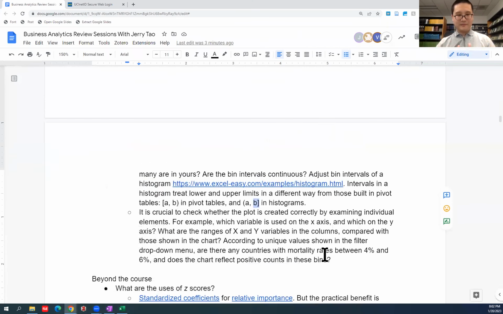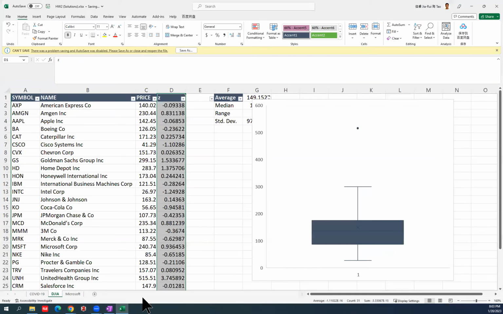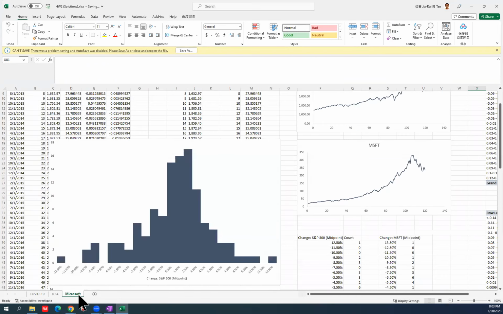So are you all good with histogram? Oh, Jerry, I guess my question is for histograms. Yeah, this is for 3B when we talk about the stock market. There's a request in terms of building a histogram, and we are supposed to group these changes in categories that cover 1 percentage point.